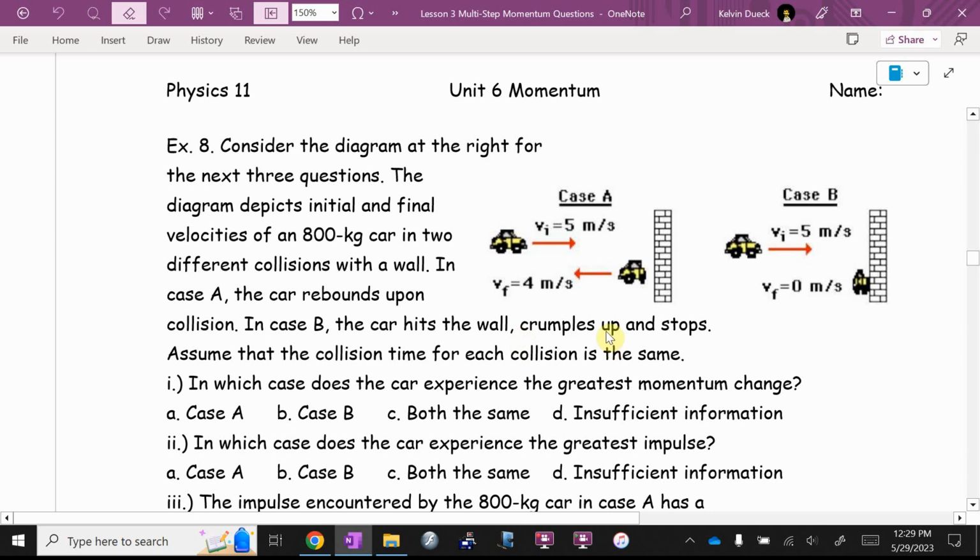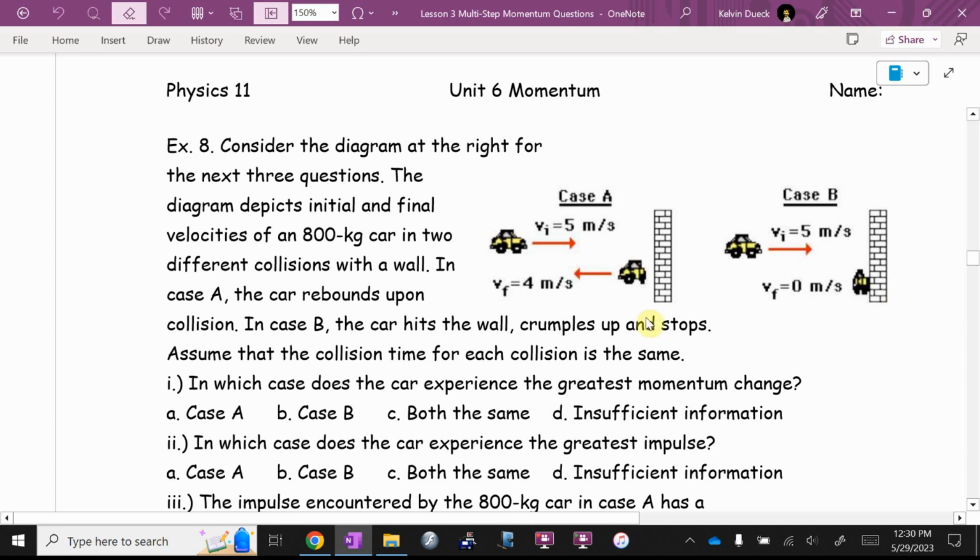Example 8 says this: consider the diagram at the right for the next 3 questions. The diagram depicts initial and final velocities of an 800 kilogram car in 2 different collisions with the wall. Looks like in case A, we come in at 5 meters per second, we bounce backwards at 4 meters per second. Looks like in case B, we come in at 5 meters per second and we come to rest. We stop, we smash into the wall and come to a stop.